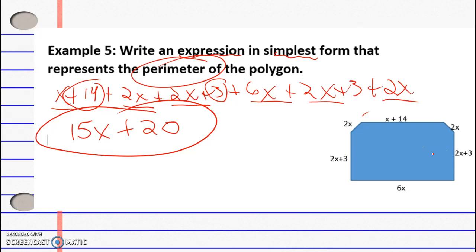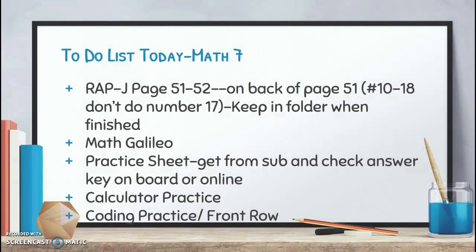All right, so now we're going to go through your checklist for today. Today, finish all the problems on 51. So you went through 9 yesterday, so 10, 11, 12. Then on the back of 51 is 52. You're going to work on problems 10 through 18. You don't have to do number 17. When you're finished, just keep it in your folder. We'll go over it tomorrow.